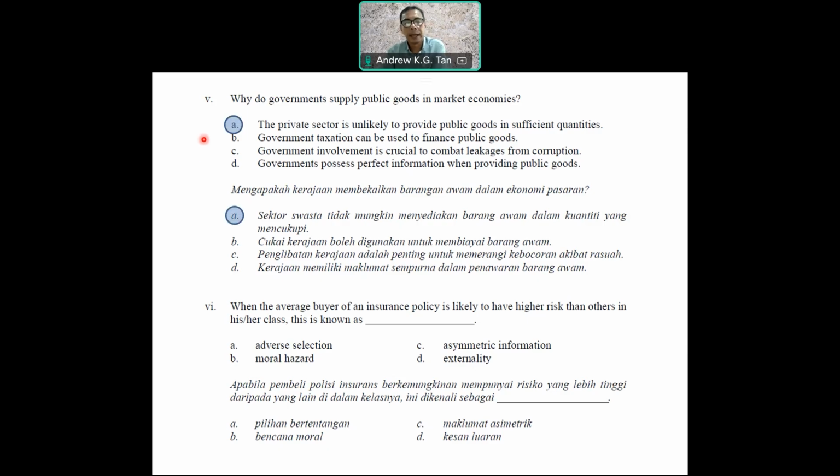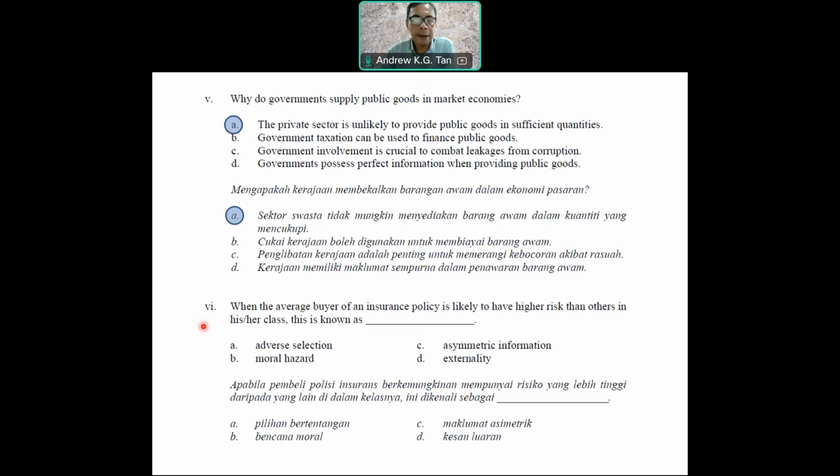The private sector is unlikely to provide public goods in sufficient quantities because of the free rider problem. Oleh kerana masalah penumpang percuma, sektor swasta tidak mungkin menyediakan barang awam dalam kuantiti yang mencukupi. Seperti pertahanan awam yang dibincangkan tadi. Sektor swasta tidak mungkin menyediakan pertahanan awam dalam kuantiti yang mencukupi kerana mesti terdapat masalah penumpang percuma.